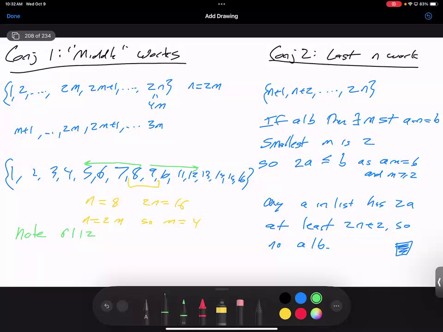Yeah, so maybe consider m plus 2 and 2m plus 4. Or to be safe, maybe m plus 3 and 2m plus 6. And if m is sufficiently large, these will be less than 3m.